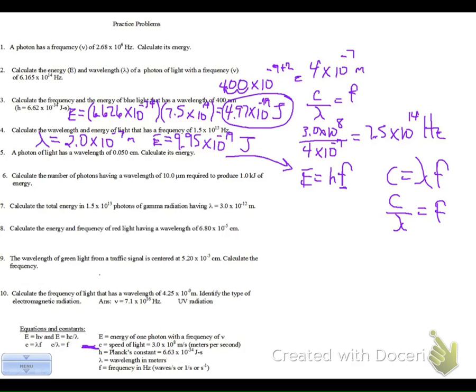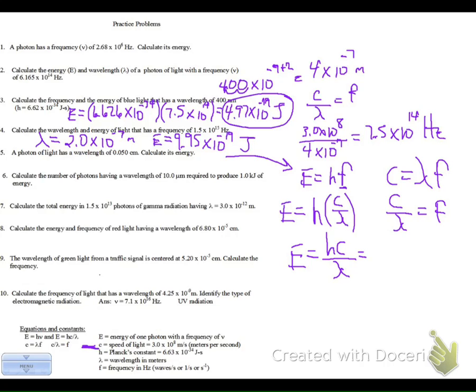Now let me substitute in the other equation for F. E will equal H times C over lambda. If we combine those terms to make it look a little neater, E equals HC over lambda. So that is how we can find the energy of a photon when we have wavelength and not frequency. It's a little bit more calculation, but you can still do it.